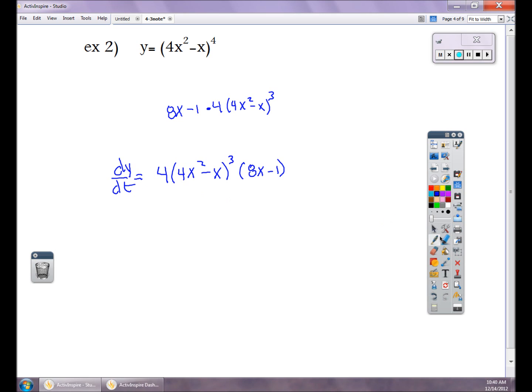And let me review where I came up with each of those two parts. I took the derivative of 4x squared minus x to get 8x minus 1. And then I treat everything inside the parentheses like there's nothing even there. I take the derivative of essentially parentheses raised to the fourth. The 4 drops down in front. I reduce the exponent by 1 and just rewrite whatever's inside the parentheses.